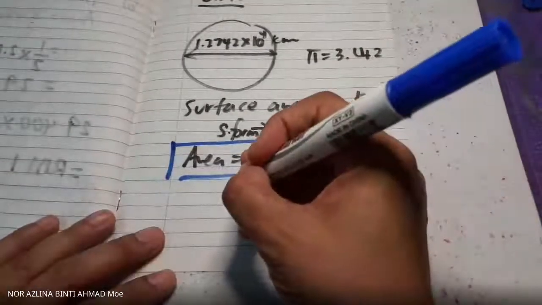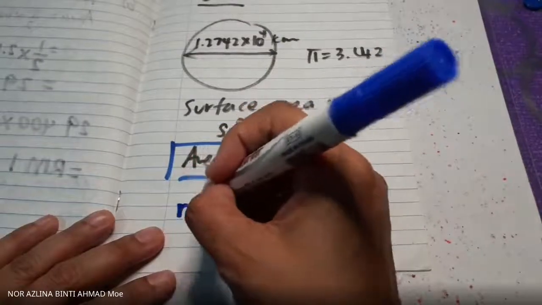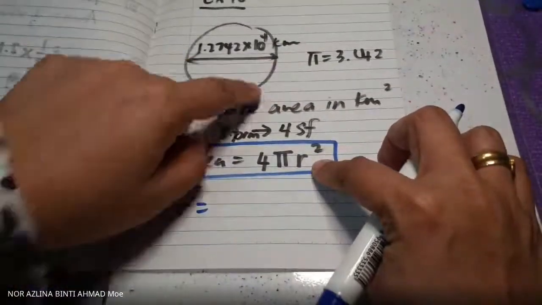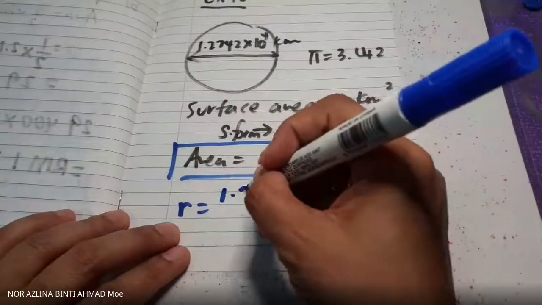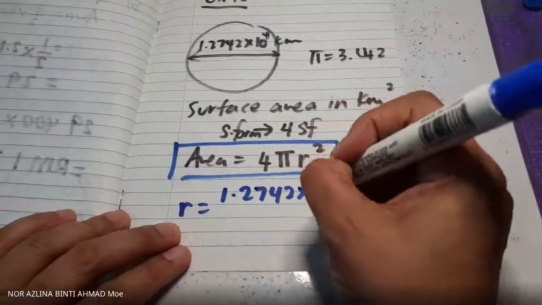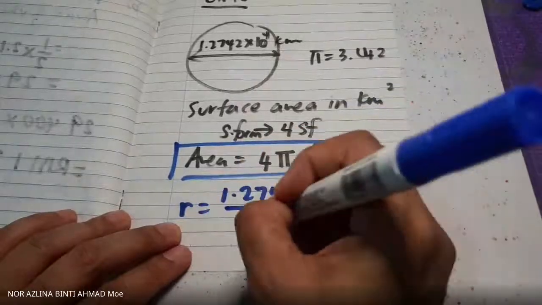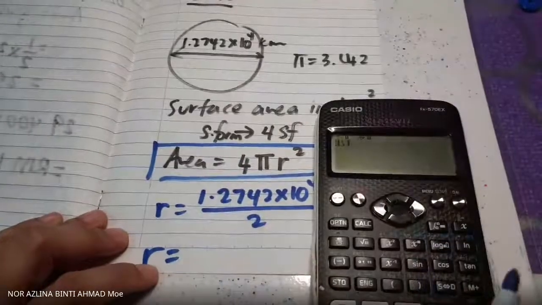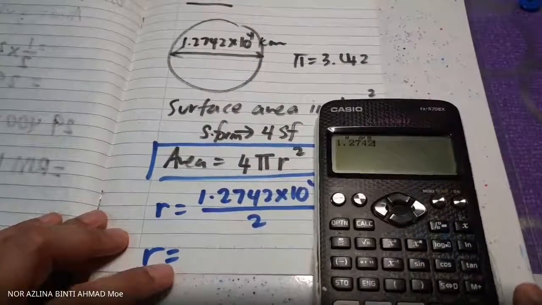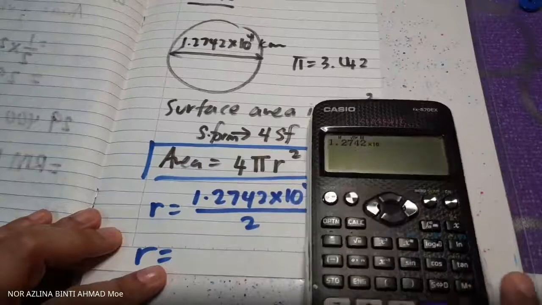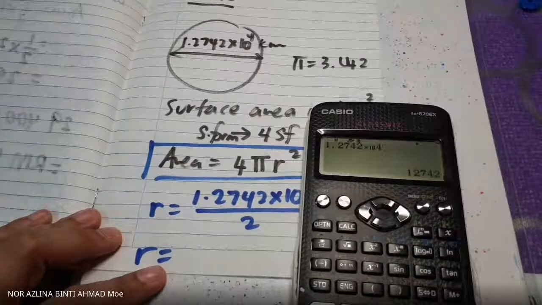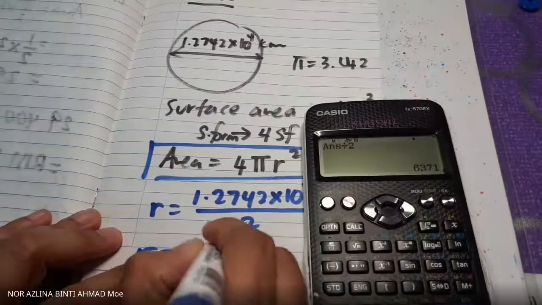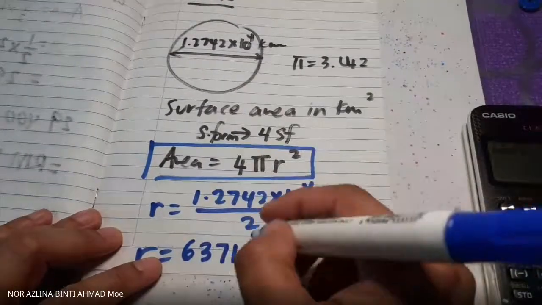Then we substitute. Find the radius first. This is the diameter, so the radius is 1.2742 times 10 to the power of 4 divided by 2. We count first: 1.2742 exponent 4, equal, divide by 2 because we want to find the radius. We get 6371. This is the radius.